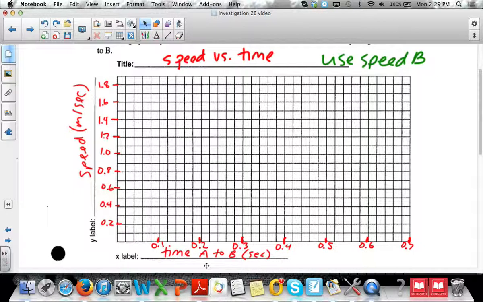I want you to scale your graph this way also. Along the x-axis I skipped every 5 tick marks, and I went 0.1, 0.2, 0.3, 0.4, and then make sure you label what the axis is. And then on the y-axis I skipped every 2 and counted 0.2, 0.4, 0.6, and so on. So you can plot your graph that way.